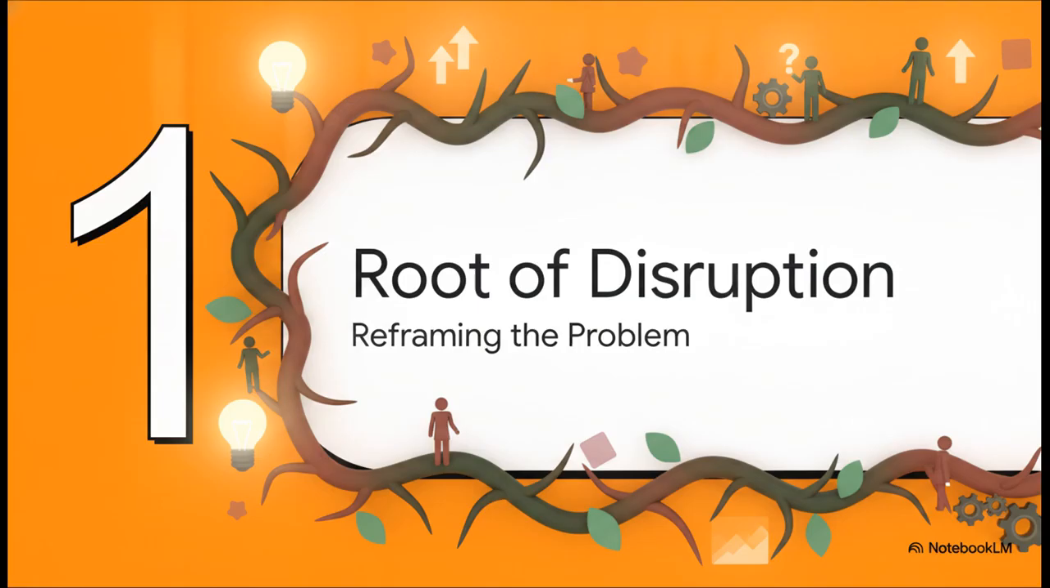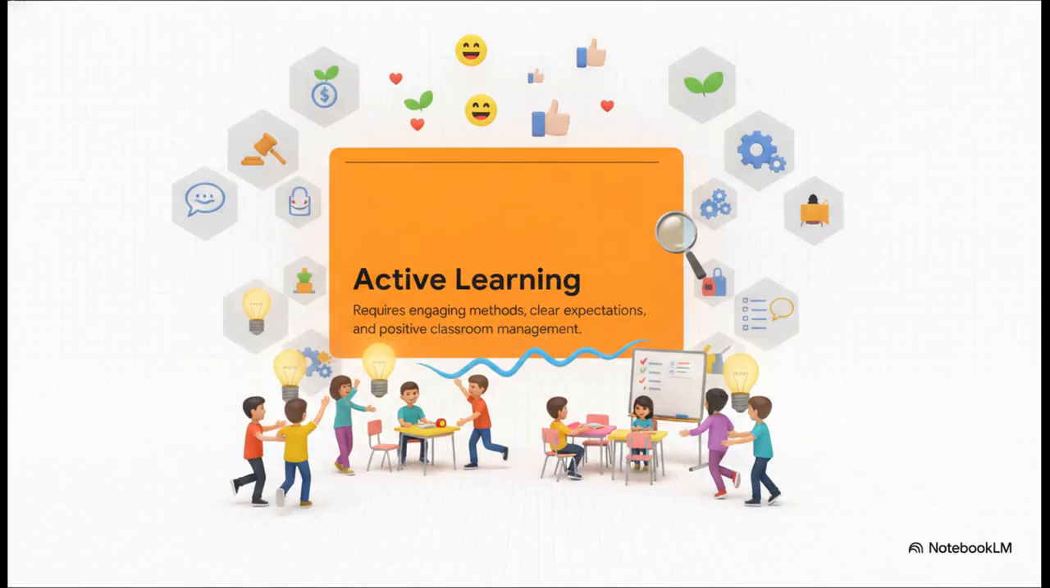All right, moving right into section 1, the root of disruption, and how we need to completely reframe the problem we're facing. Now, before we try to fix the problem, we have to define what the solution actually looks like. When we talk about keeping students active, we aren't just talking about having them run around the room for the sake of it. It's a whole ecosystem. Active learning requires engaging teaching methods, positive classroom management, and crucially, very clear expectations.